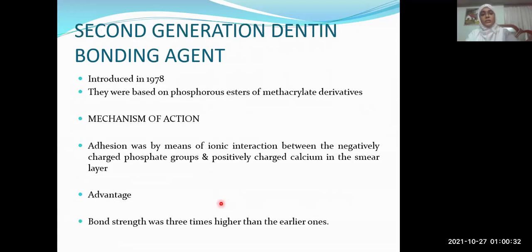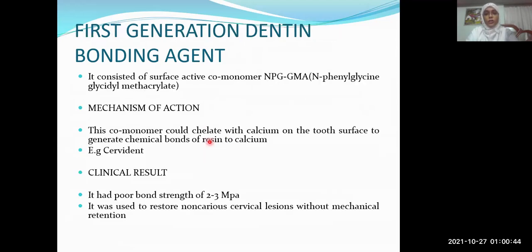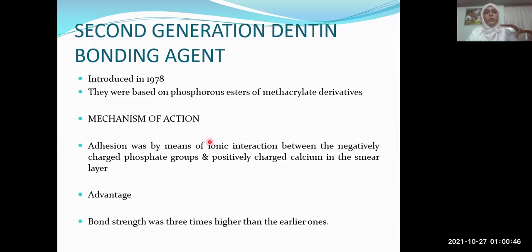Then came the second generation bonding agent, whose bond strength was 3 times higher when compared to the first generation. Again, here, instead of the co-monomer NPG-GMA, we used phosphorus esters. Phosphorus esters of methacrylate derivatives were used. The mechanism of action is that adhesion was by means of ionic interaction between the negatively charged phosphate groups and positively charged calcium in the smear layer. So adhesion was a little better in the second generation.